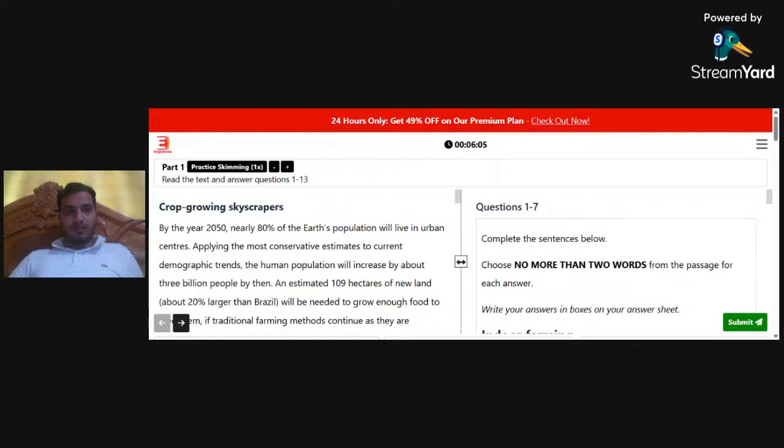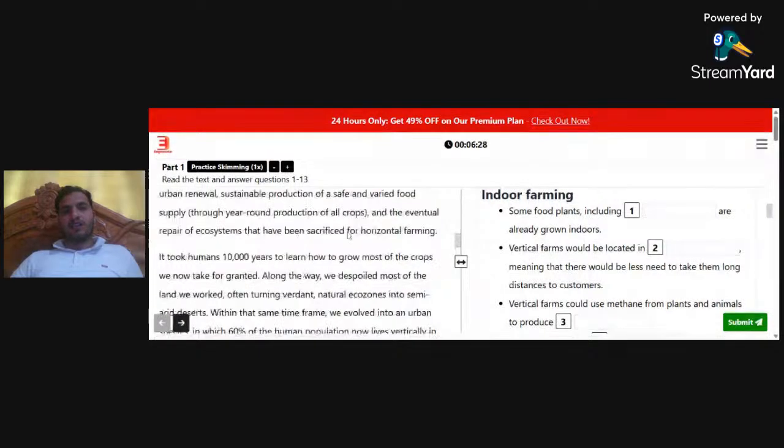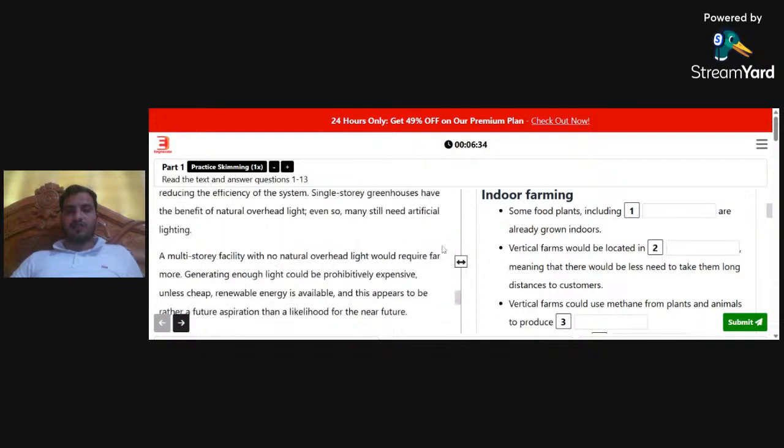need different techniques and different strategies to attempt them and solve those question types. So first of all, if we look into this passage, it is actually the reading test from Cambridge book 11, and it is academic reading test 1.